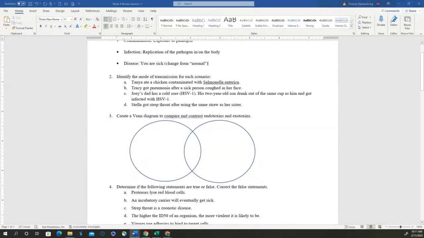Okay, so you need to think back to the different types of transmission. We have direct transmission, which is like you are coming into contact with that pathogen. We have indirect transmission, where there's kind of a middleman, like a fomite, an inanimate object that's introducing the pathogen to your body. And then we have vector transmission, okay?